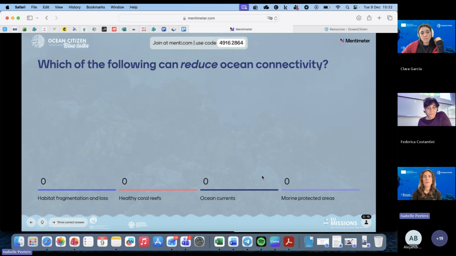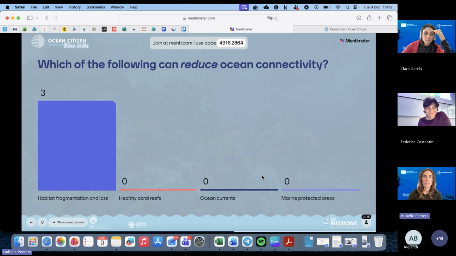Which of the following can reduce ocean connectivity? So which of those would be a threat to the precious connectivity that marine systems rely so much on? Habitat fragmentation and loss, or healthy coral reefs, ocean currents, or marine protected areas?